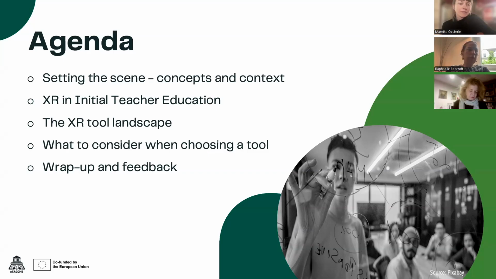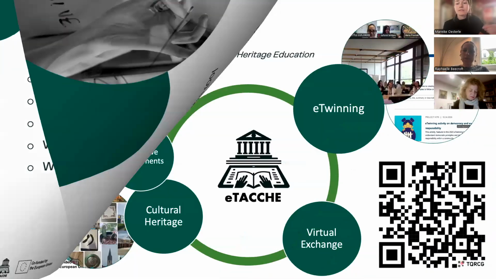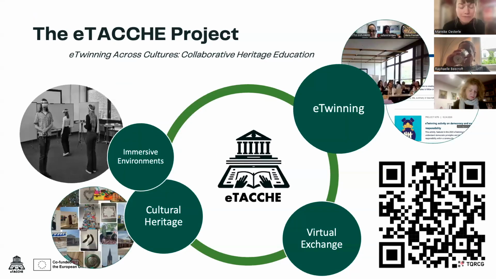So before we start, I would like to tell you a little bit about the project itself and the project partners. I know that colleagues are here. I can't see them right now, but from Israel, I think also from Tallinn, but Greece and Romania are also on board. And us from Ludwigsburg University of Education, who together with us are part of the eTACCHE project consortium, which stands for eTwinning across cultures, collaborative heritage education. And it is an Erasmus Plus project, Key Action 2, and runs from 2024 to 2027.